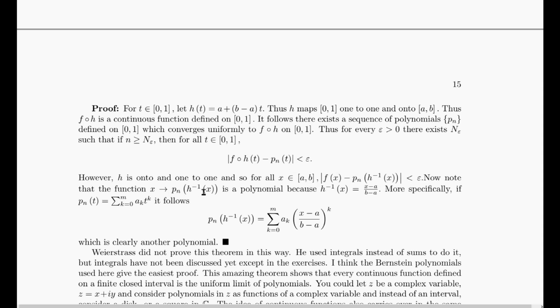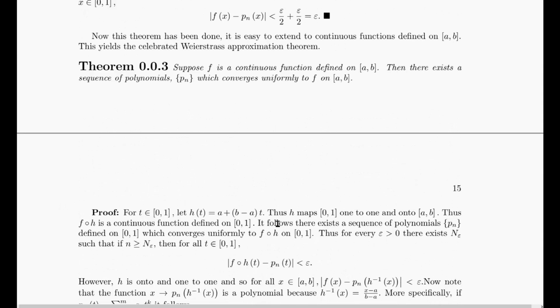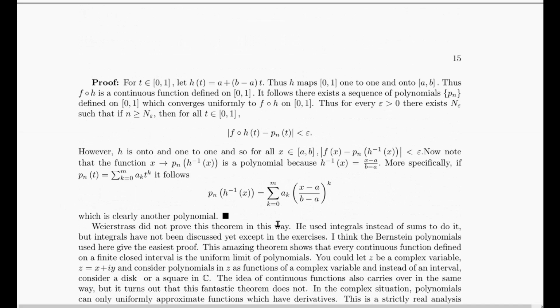Now, this is obviously a polynomial because h inverse, see, here's h of t, and if you solve for t, make this x, solve for t in terms of x, you find that h inverse of x is this. So if your polynomial is of this form, it follows that your polynomial of h inverse of x would be something like that, and that's clearly a polynomial. So that proves the Weierstrass approximation theorem.